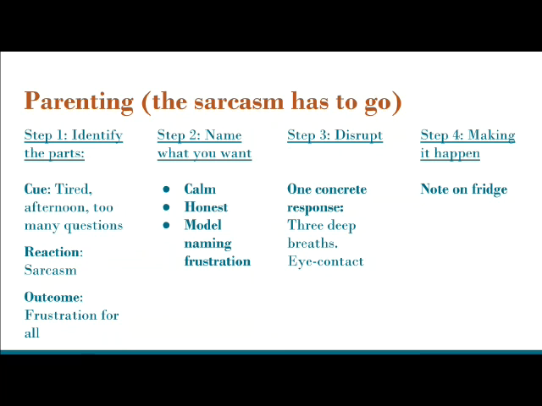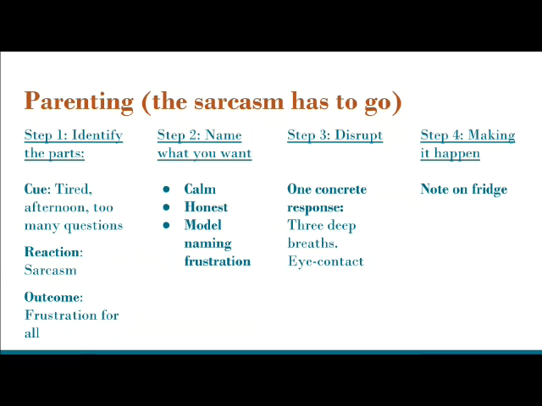Step 2 is I named what I wanted. I wanted to be calm. I wanted to be honest. And I wanted to model naming frustration. I really wanted to be able to have my children understand that grown-ups get frustrated too. And I wanted to model for them how I could be frustrated, but still be kind to people at the same time.